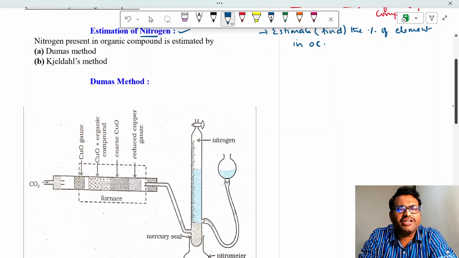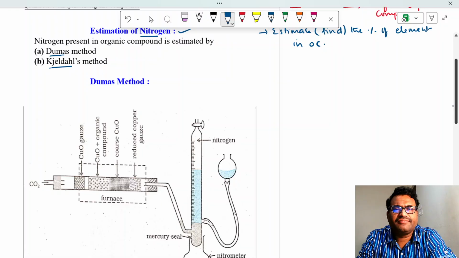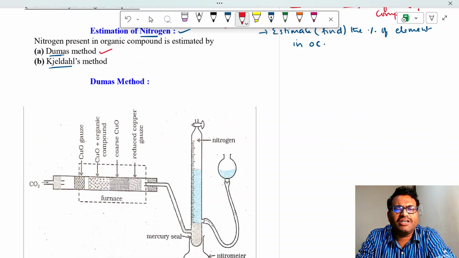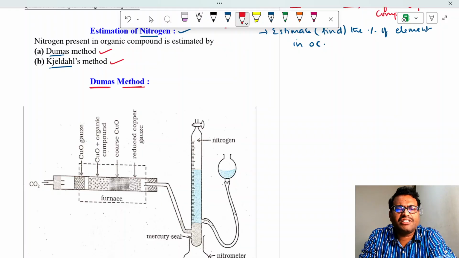So nitrogen present in the organic compound is estimated by two methods, very important methods, which competitive examinations focus on. If you look into previous year questions from this quantitative analysis of organic compounds, you will find more questions on Dumas method and Kjeldahl method. What are those two methods? One is Dumas method and the other is Kjeldahl method. So let us discuss Dumas method.